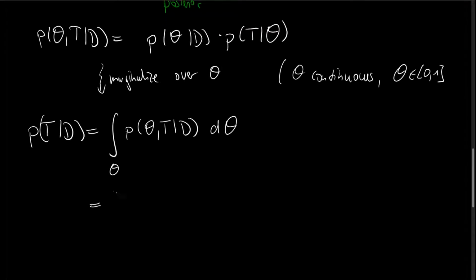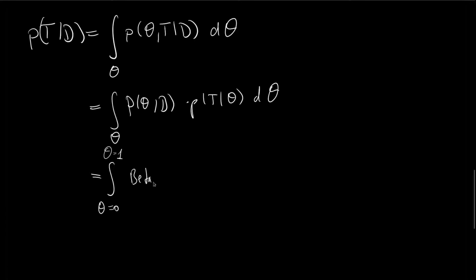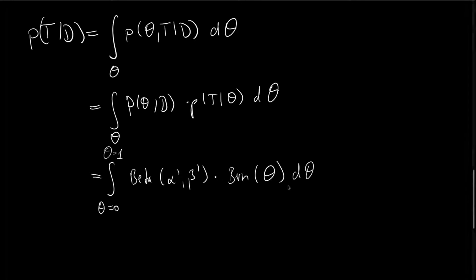Okay, let's plug this in. Then we take what we have here. This is the integral over theta of p of theta given d times p of t given theta, d theta. Let's put in the limits of our integration. Theta goes from 0 to 1. And p of theta given d, this was our posterior, which was the beta distribution with alpha prime and beta prime. And we multiply this with a Bernoulli with theta, d theta.